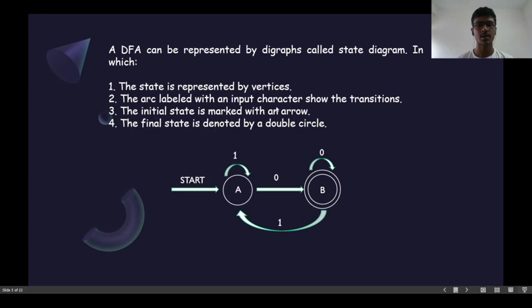The initial state is marked with an arrow. Here A is the initial state. That's the beginning, so it should be represented with an arrow, and above that it should be named start. The final state is denoted by a double circle. Here the final state is B. It should be denoted by a double circle.